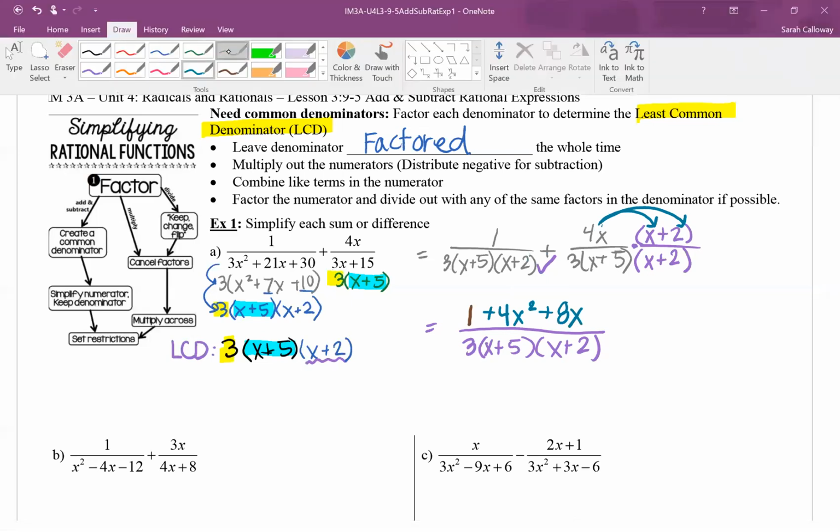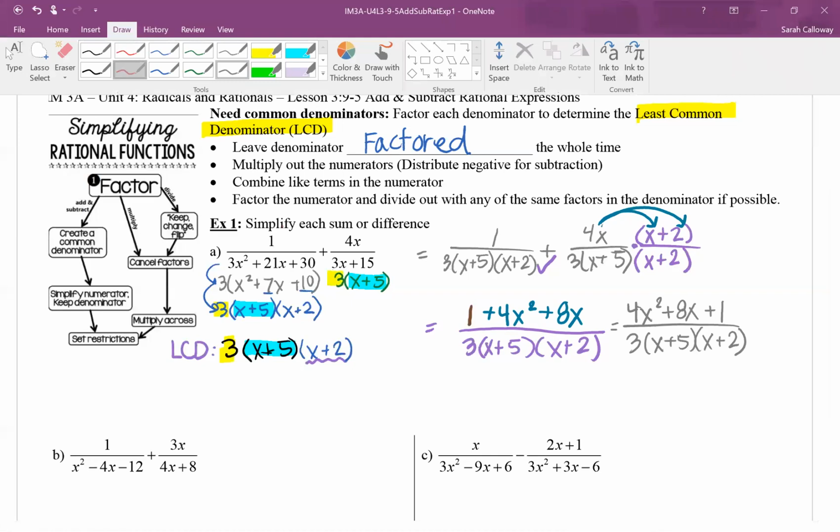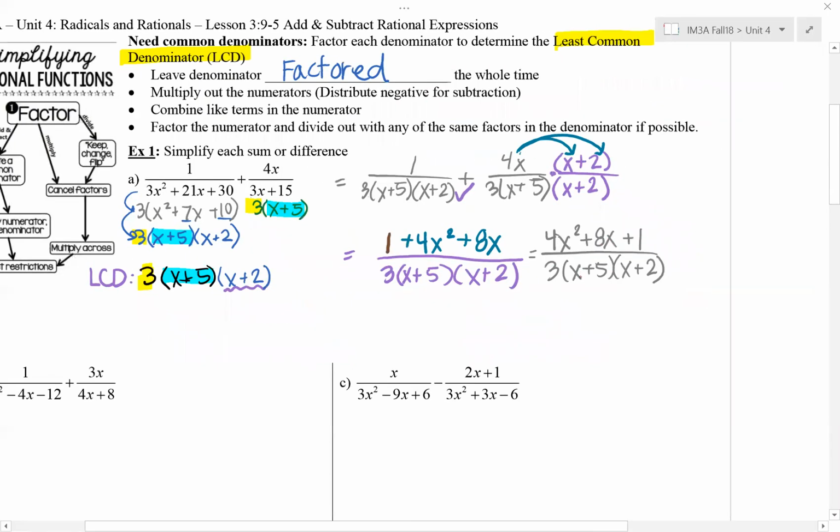And so if I look at this as a simplified expression, let's write it in standard form. So we have (4x squared plus 8x plus 1) over 3 times (x plus 5) times (x plus 2). And so for my last step, I want to try to see if I can factor my numerator and see if it has one of these factors.